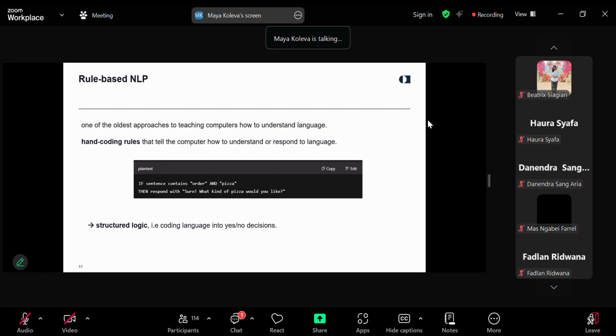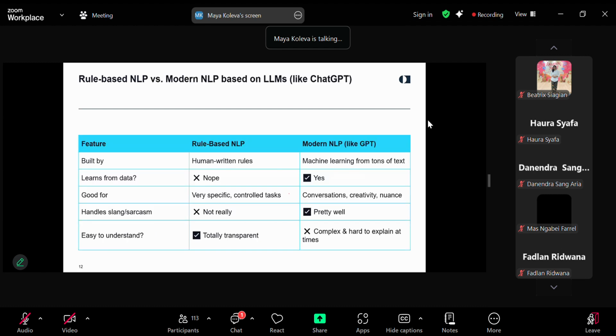Simple example. Let's say we're making a chatbot for a pizza place. And we might write a rule like if sentence contains order and pizza, then respond with "Sure, what kind of pizza would you like?" This is a structured logic. It's like coding languages into yes and no decisions. And as you can imagine, it can work quite well, but it can also miss a lot of different approaches.